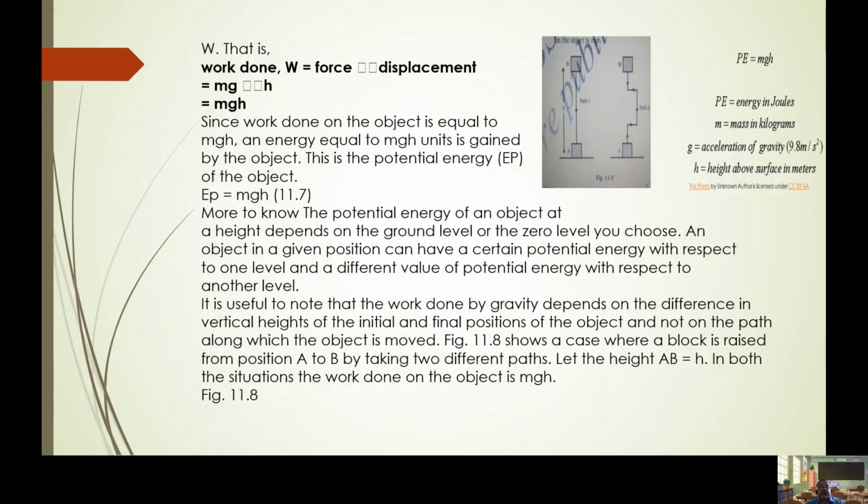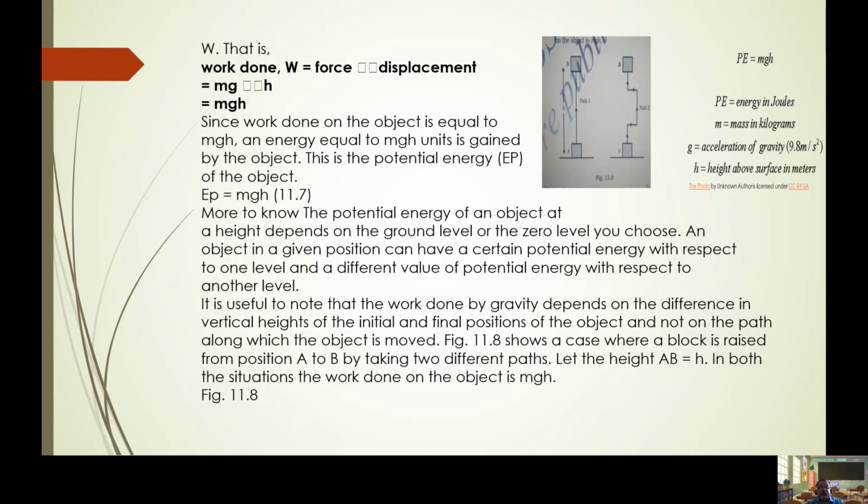Work done W is equal to force times displacement, that is mgh. Here, E is energy in joules, m is mass in kilograms, g is acceleration due to gravity, standard 9.8 meters per second squared, and h is the height above the ground. Since the work done on the object is equal to mgh, and mgh is the energy gained by the object, this is the potential energy of the object.